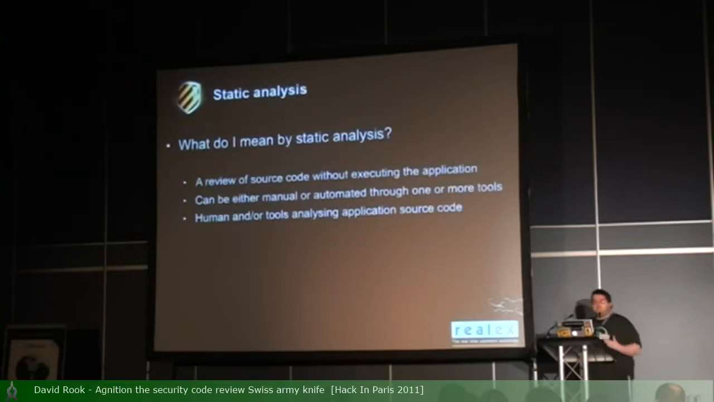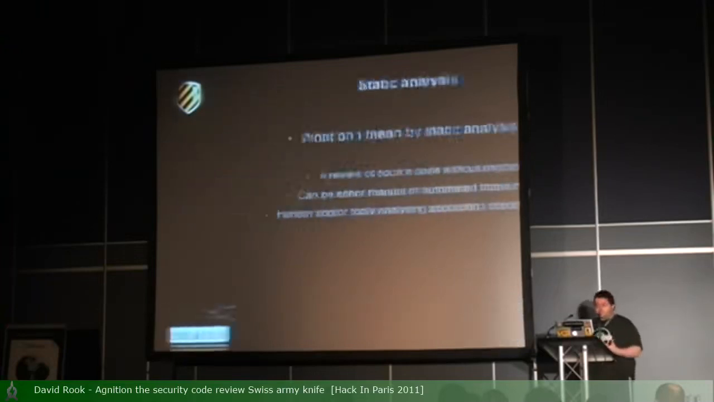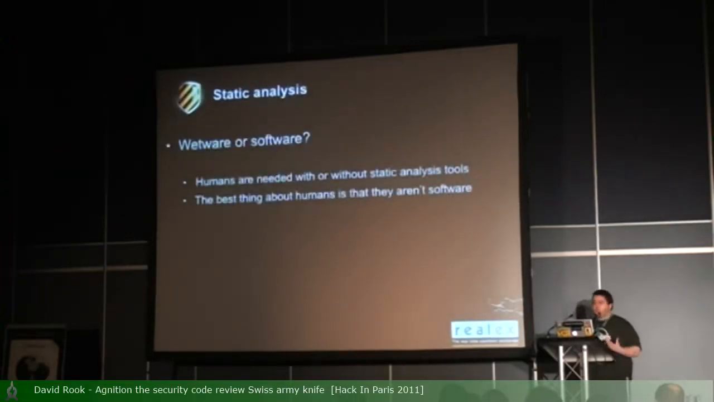We can either have a manual code review or we can automate it. What we're going to look at now is kind of how much human should you use and how much software should you use for your security code reviews. So I pose the question there essentially of, do you use a human or do you use software? I'll tell you the answer before we go through the next few slides.